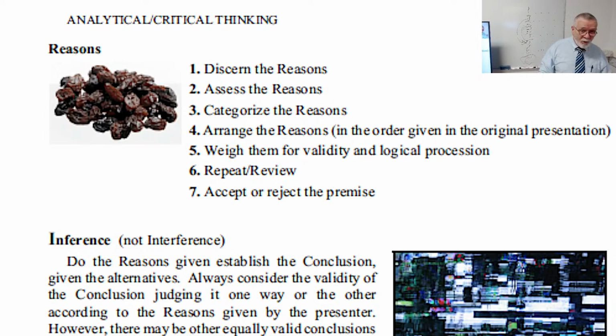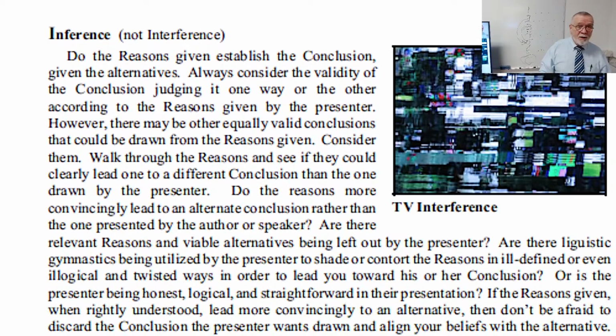All right, let's go down a little more. Okay, that's the reasons. We finished that. Page 44, inference, not interference. I put interference there just so you remember. Reasons and inference. Do the reasons given establish the conclusion, given the alternatives? Always consider the validity of the conclusion, judging it one way or the other according to the reasons given by the presenter. However, there may be other equally valid conclusions that could be drawn from the reasons given.